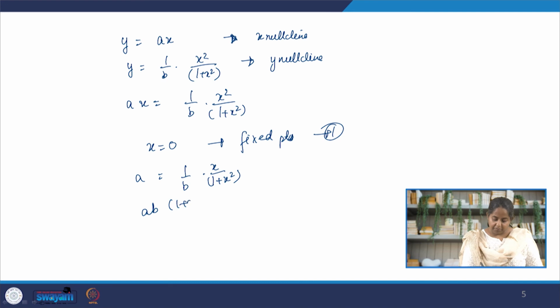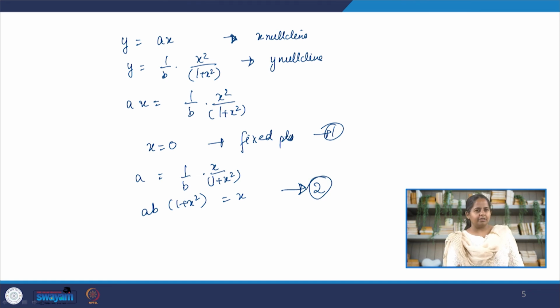ab(1 plus x square) is equal to x. Now I'm calling this the second equation because I know I'm going to use it very soon. Of course, when you're solving such questions for the first time, you do not know, but you need to keep your eyes very open so that you are aware of what you have. And if you need to, you can use them later on. Okay, so this is our system that we get.